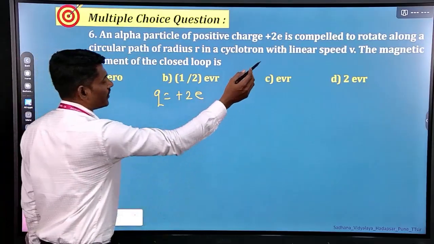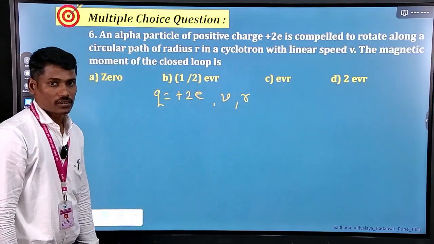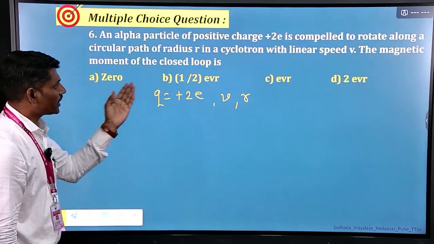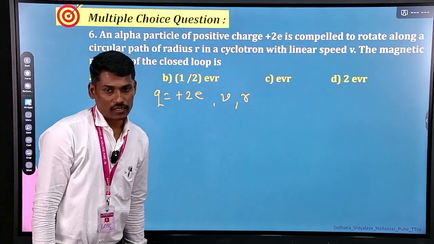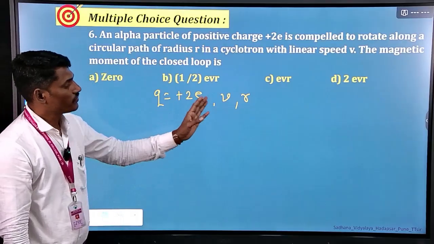Now here the linear velocity is v, and the radius of that loop is r. Now the MCQ options are in e, v and r. So here we find the relation between magnetic moment, e, v and r.